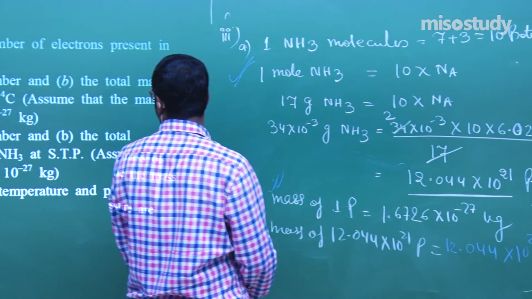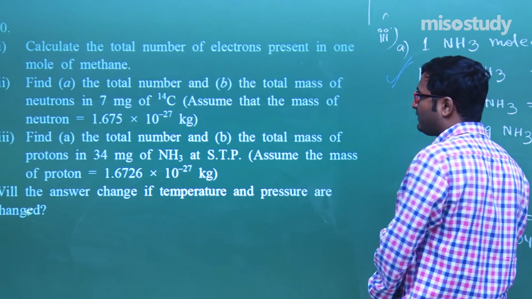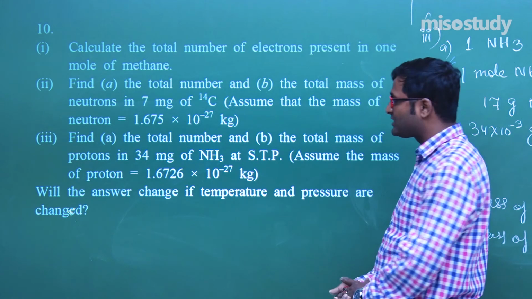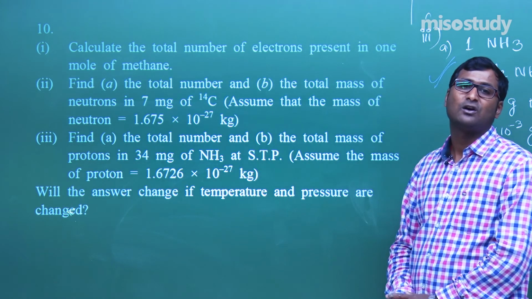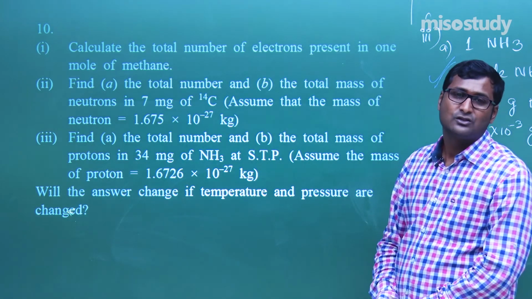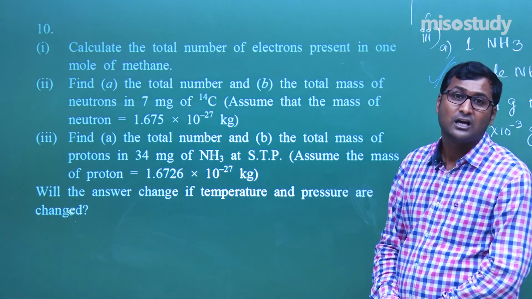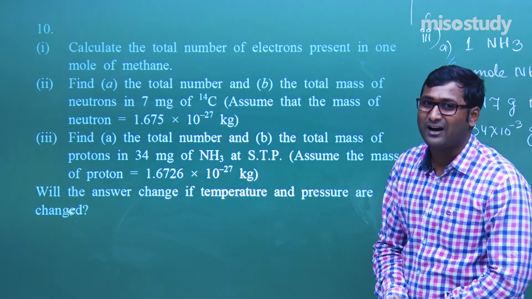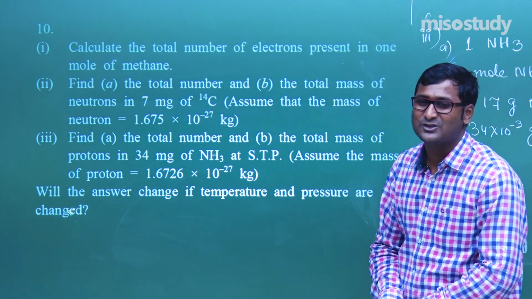Here we have to find the total mass of protons, assuming the mass of a proton. Okay, will the answer change if the temperature and pressure change? Definitely not, because this is mass. Mass does not depend upon temperature and pressure. Law of conservation of mass: mass can neither be created nor destroyed. Am I right? Yes, sir, you are absolutely right.